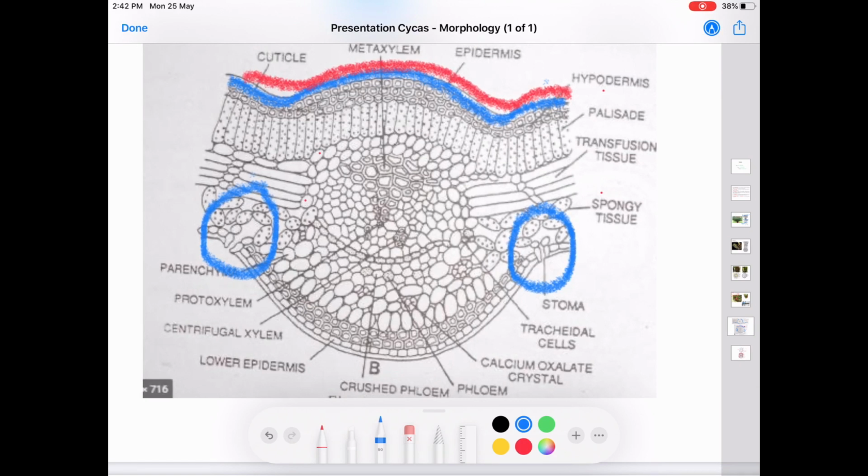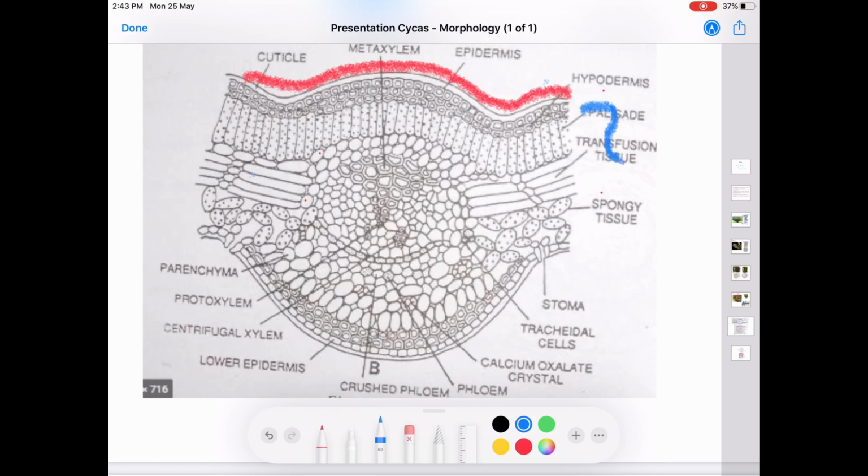Just below the upper epidermis is the hypodermis, sclerenchymatous hypodermis. This is 2 to 3 layer in thickness, and the sclerenchymatous hypodermis will be running all over the surface of the leaflet. Just above the lower epidermis also, you can see the hypodermis, but the hypodermis is restricted only to the midrib region.